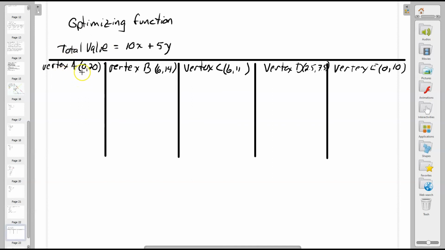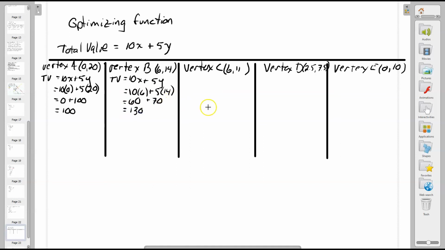So we take the coordinates of each vertex and put them into the optimizing function. I'm going to shorten total value to just be TV. And we take the x and y values, so x is 0, y is 20, which gives us 10 times 0 is 0, 5 times 20 is 100. So the total value at vertex A is 100. For vertex B, we follow the same approach. Substitute in 6 for the x, and we carry on doing exactly the same process for each vertex.